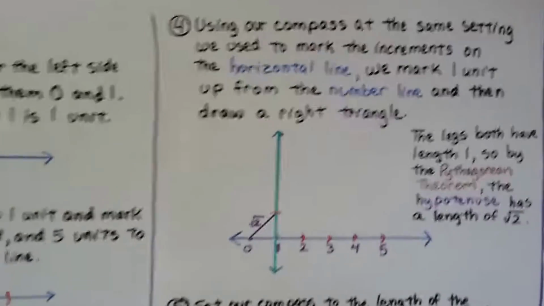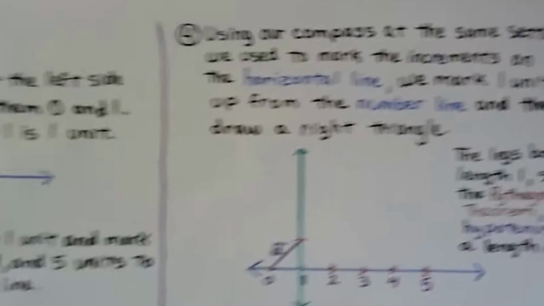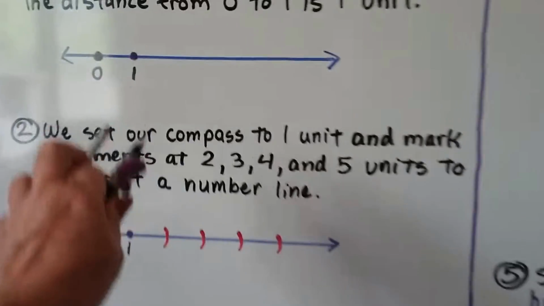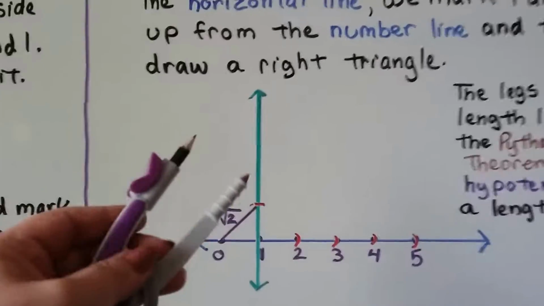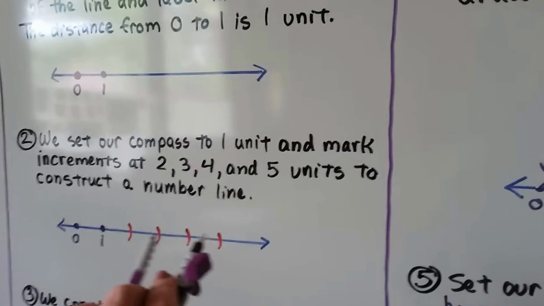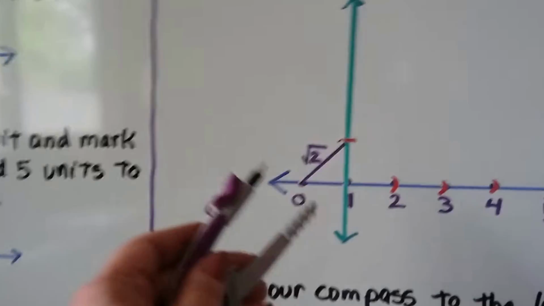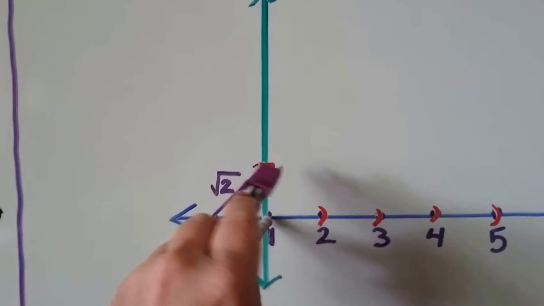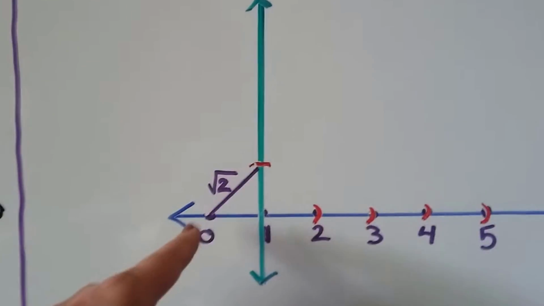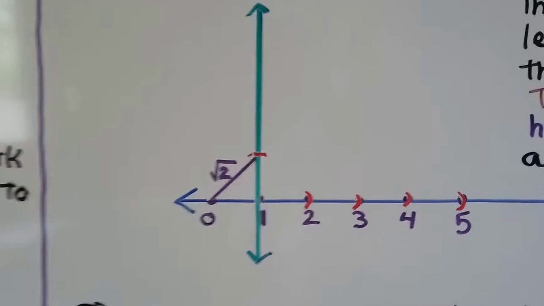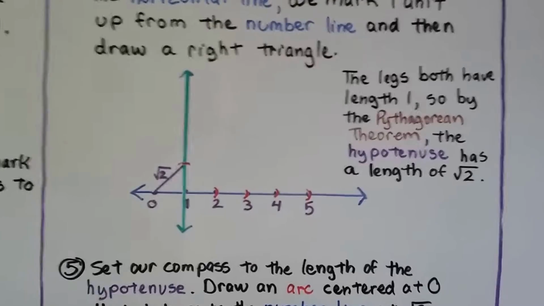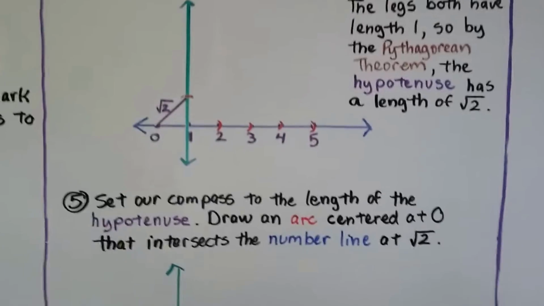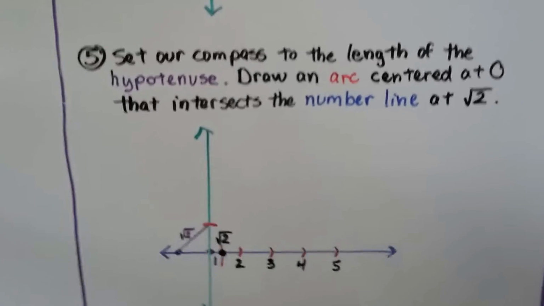Now, using our compass at the same setting we used to mark the increments on the horizontal line, this increment here, using that setting, we mark 1 unit up from the number line. So, with that setting of these spaces, from 0 to 1, we put our point right on 1, and we put a little arc, and then we can draw a hypotenuse, and that's going to be the square root of 2. The legs both have length 1, so by the Pythagorean theorem, the hypotenuse has a length of square root of 2. We set our compass to the length of that hypotenuse.